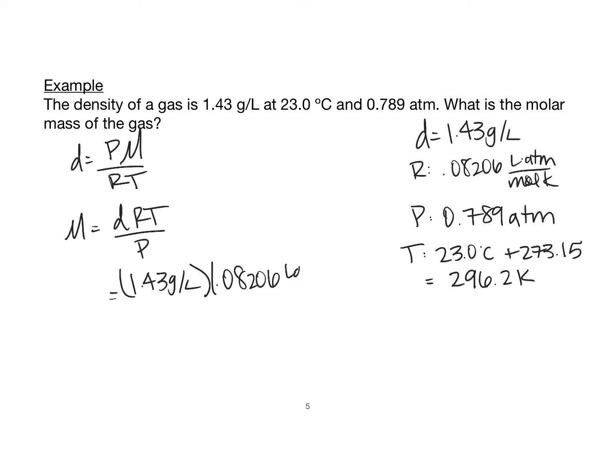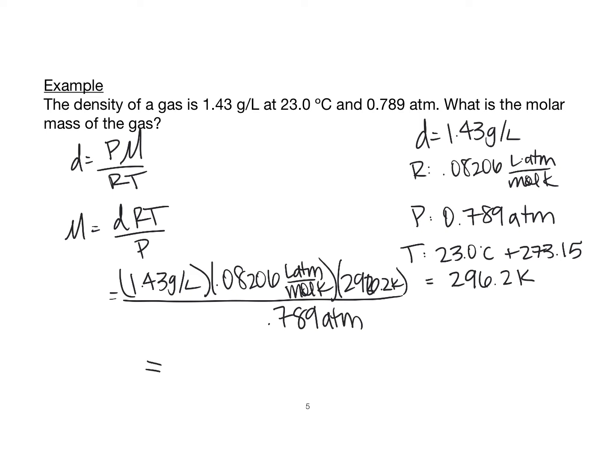So now we can plug this all into our equation of 1.43 grams per liter multiplied by R, 0.08206 liters atmospheres per mole Kelvin. Multiply that by our 296.2 Kelvin. Divide that by the pressure of 0.789 atmospheres. When I plug this all into the calculator, I get 44.0 grams per mole.